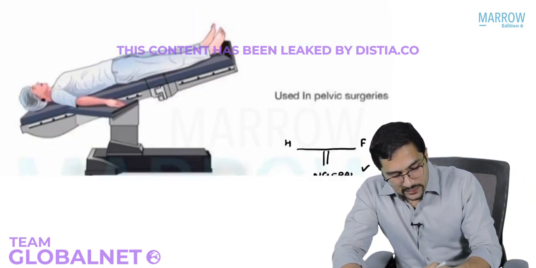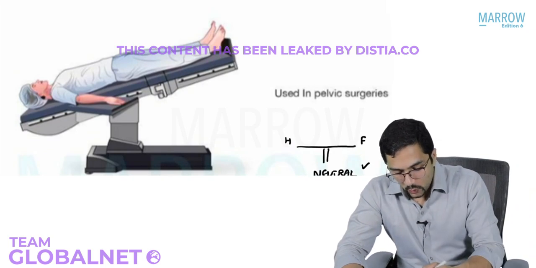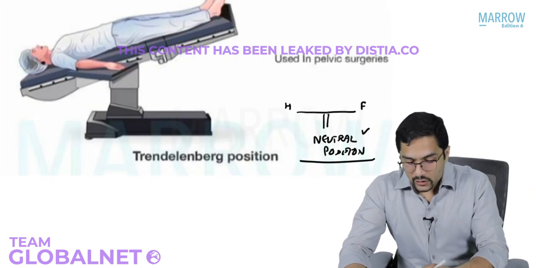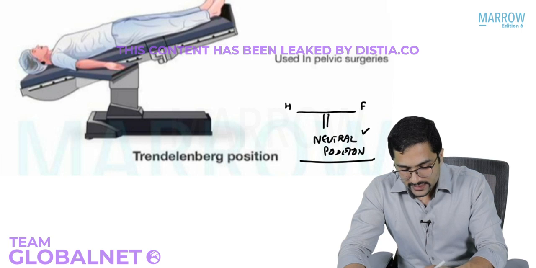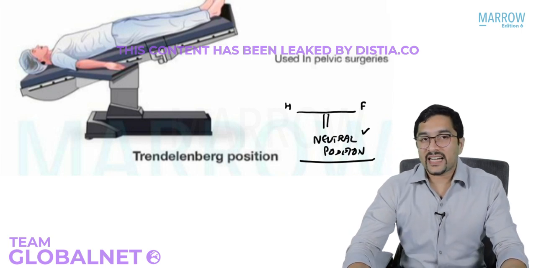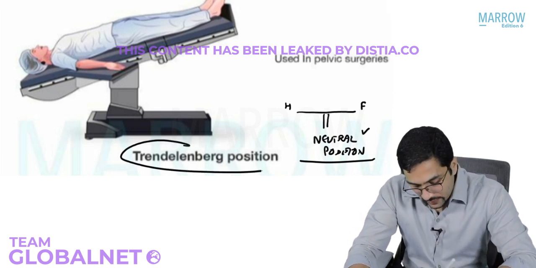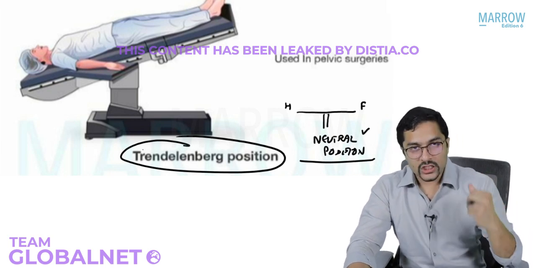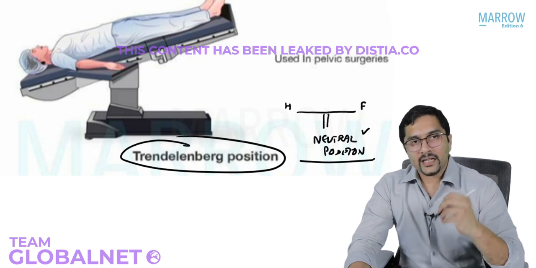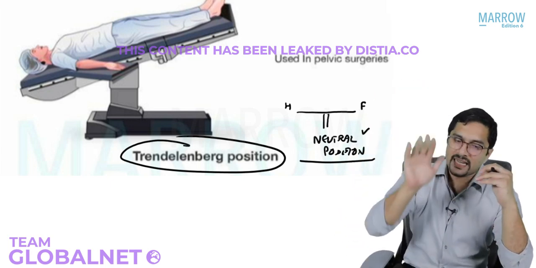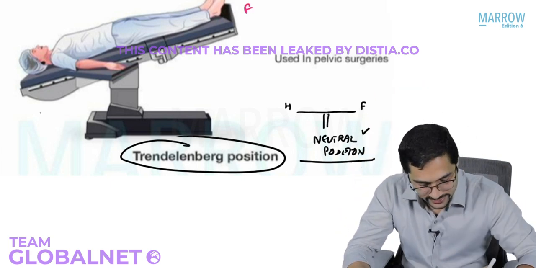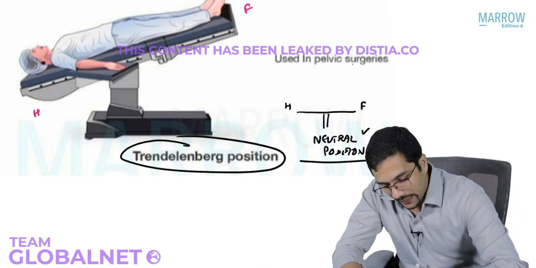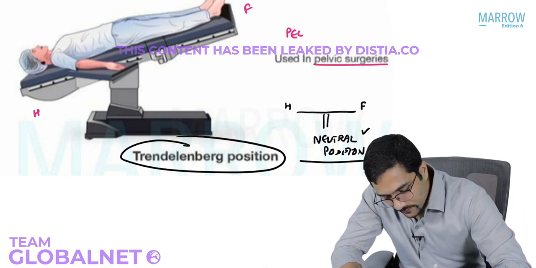But sometimes the head end can be low and the foot end can be raised. When the head end is low and the foot end is raised, this is known as the Trendelenburg position, right? In the Trendelenburg position, the foot end is raised and the head end is low. This is the foot end, this is the head end. And this is used for pelvic surgeries.